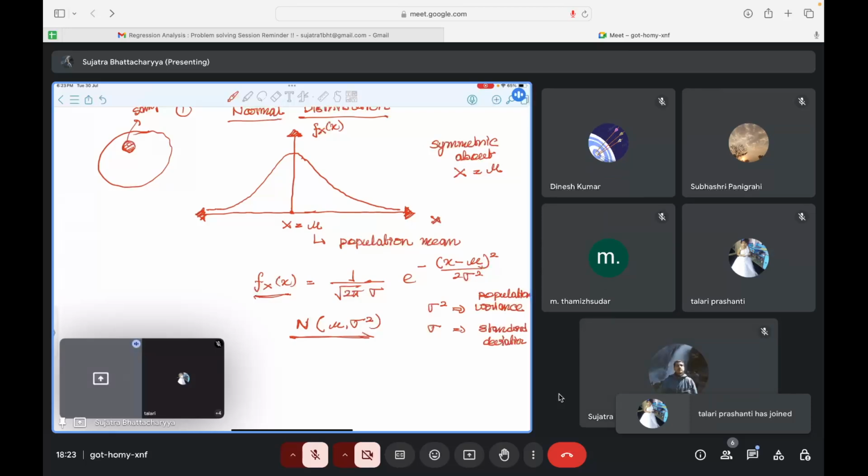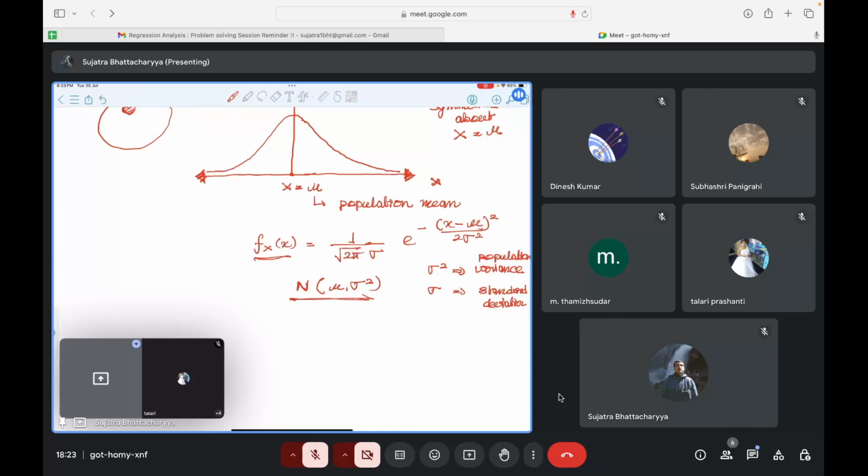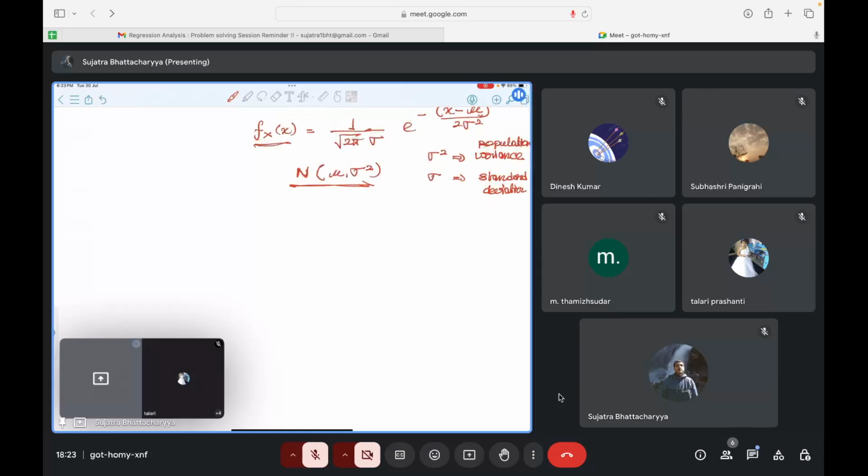One is mu, the population mean, and another is the population variance. This is how we write it, because these are the two inputs, mu and sigma. Because X is random, it can vary. So this is one of the things. Now let's do another distribution.